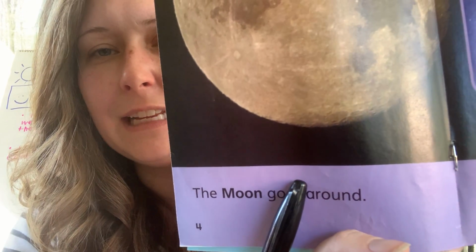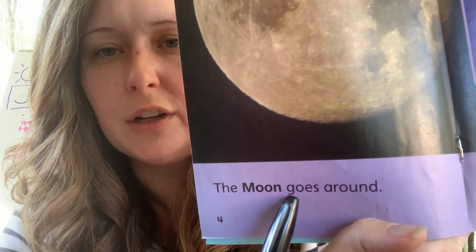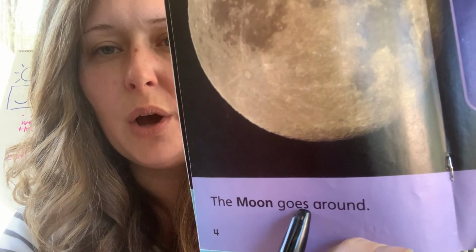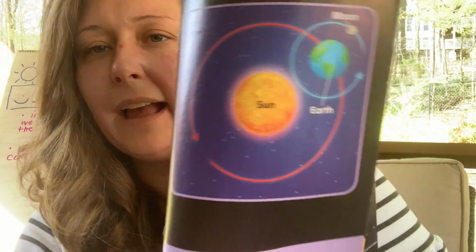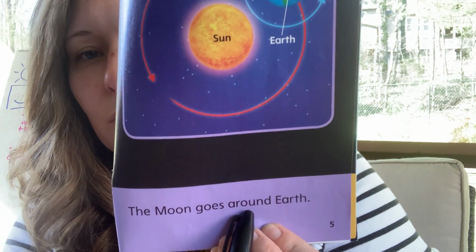I'm going to cover the ending. Does everybody see that sight word? The moon goes. So let's read to the end of the word. Goes around. Oh, and here's another diagram. The moon goes around.